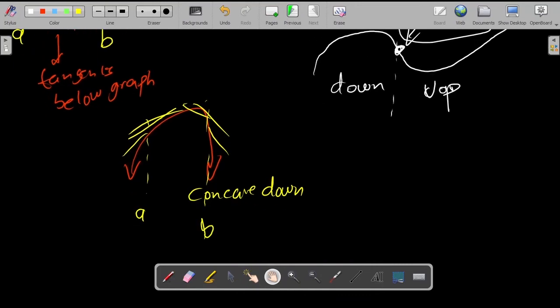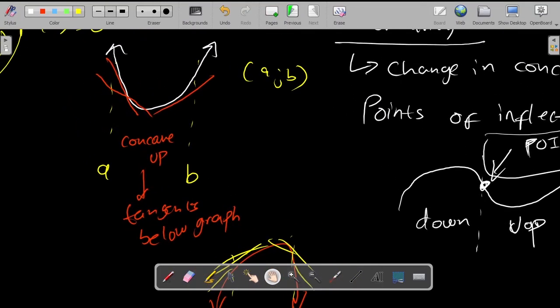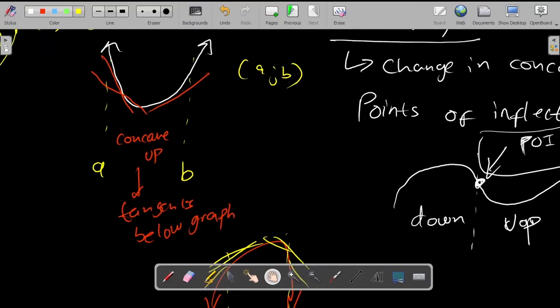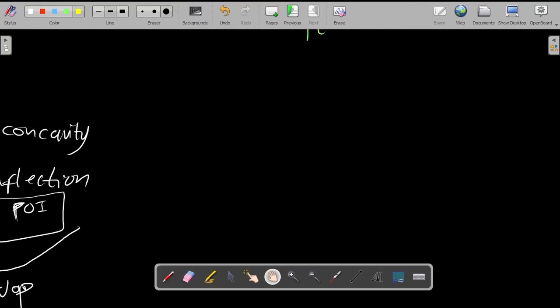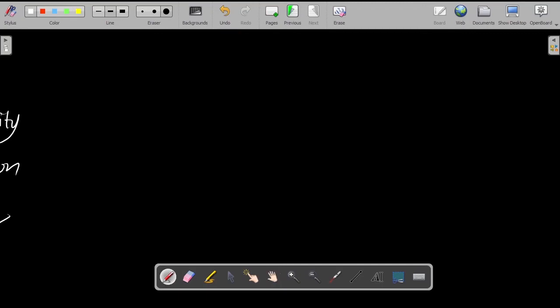So this is a more involved method. You have to check if all of your tangents are above or below, and we'd rather not get into that, but it's good that you know how to define that in terms of tangents. And now I'm going to move on to the second derivative test, so to sum up everything, points of inflection and concavity. So now we are talking about the second derivative.